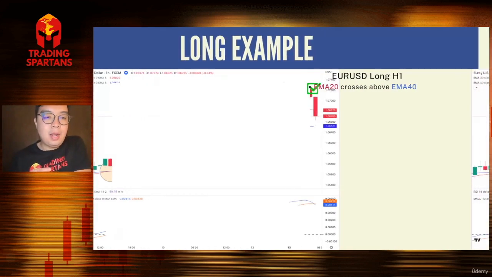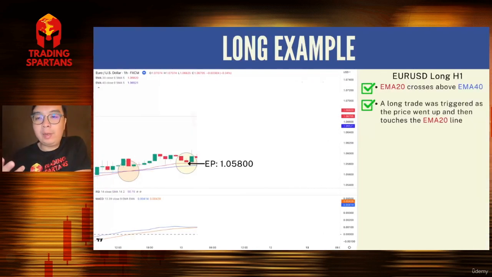So as we continue on this chart, Euro-Dollar long, H1 time frame, you can see that price actually retraces back and touches my entry price. It's a bit hard to see, but if you zoom in, you can see that the entry price of 1.058 is touched. Okay, and that is where we'll enter our trade.